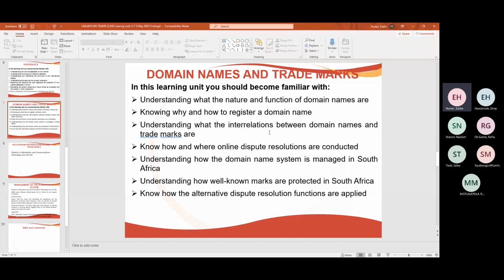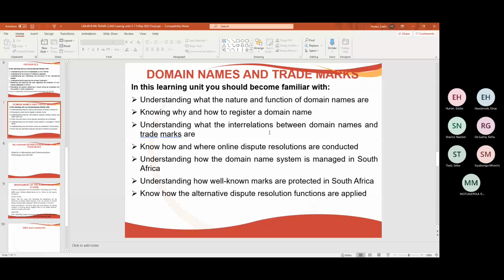We're looking at domain names and trademarks. Now, we're all familiar by now with domain names, but there's a very specific structure regarding domain names, and I don't think we understand it properly enough to make it our own, if we need to do what we need to do for this module and the questions you might encounter in assignments or exams dealing with these legal aspects.